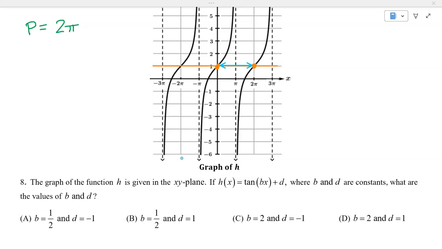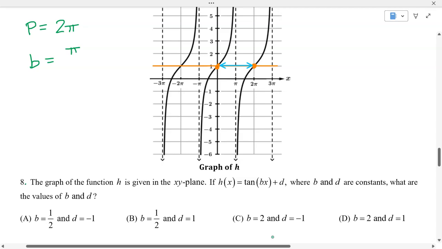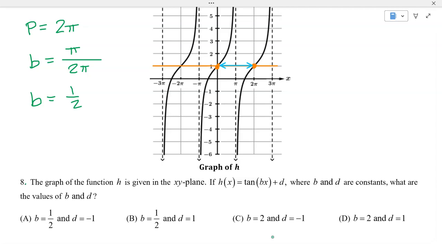The period can also be measured from point of inflection to point of inflection. From 0 to 2 pi, again, is 2 pi. We know that the b value for a tangent function will be pi divided by the period. So that's pi over 2 pi. The pi's cancel out, leaving a b value of 1/2. So option A features a b value of 1/2, so does option B. But options C and D are out.